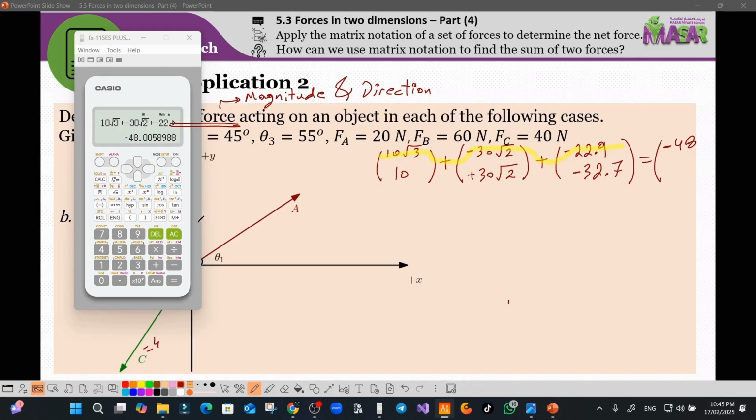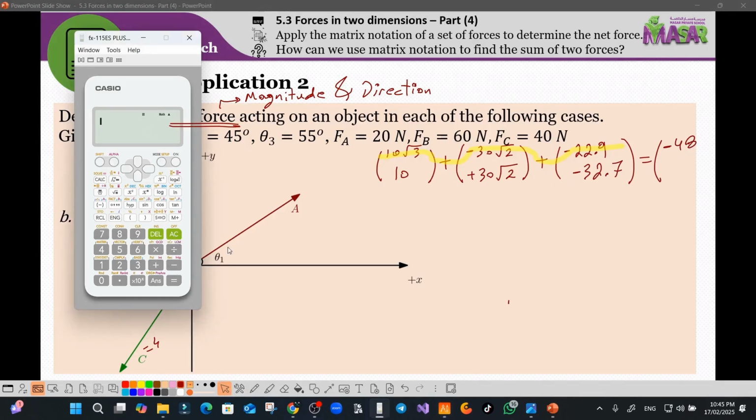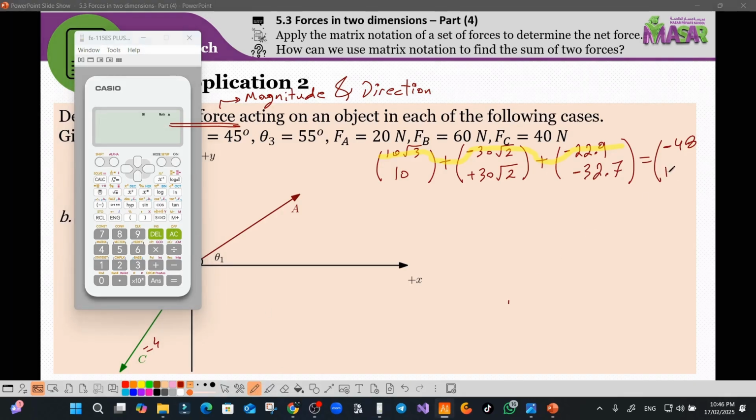The same thing I should apply for the second row. So the entries in the second row are 10 plus 30 radical 2 plus minus 32.7. And the answer is 19.72. Now we have everything to find the magnitude and the direction because the F net is given by the two components, the X component and the Y component.